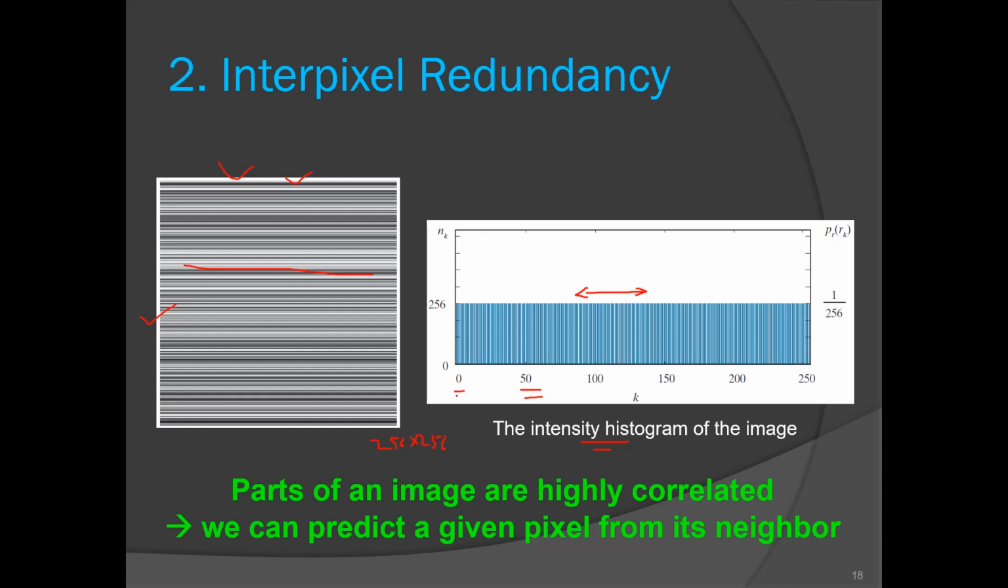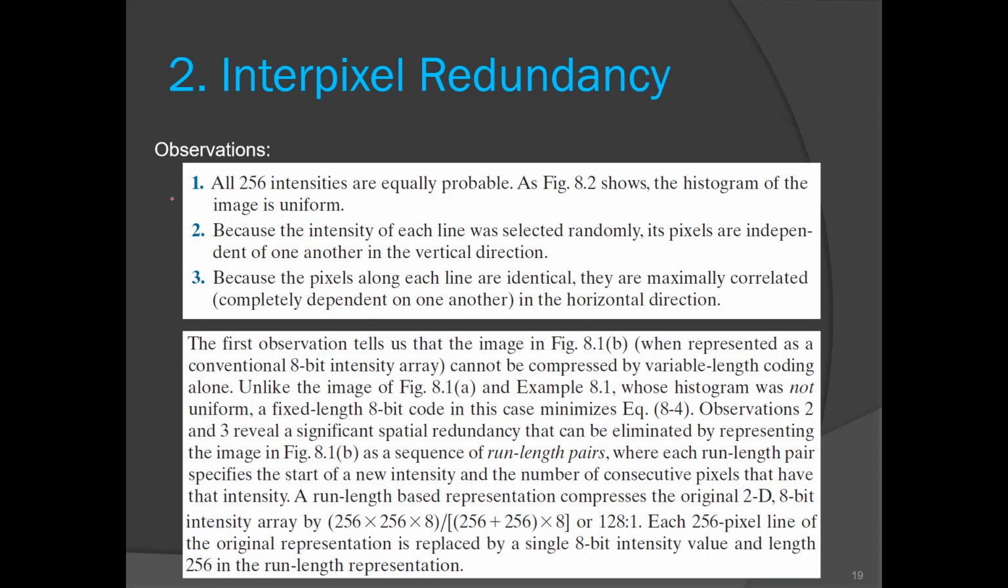Okay, so we have 0 to 256 intensity values. They are equally likely. So the observations are, all 256 intensities are equally probable. As you can see, the histogram of the image is uniform.